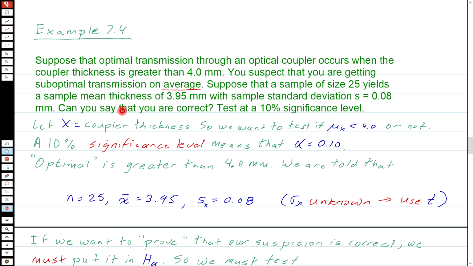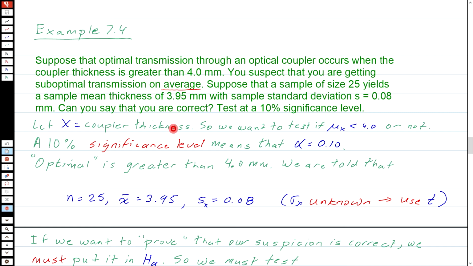The question is, can you say that you are correct? So basically, we're testing to see if we can say that we have suboptimal transmission. Optimal is greater than 4, suboptimal is less than 4. So we're going to test to see if we're less than 4. And we're going to test at a 10% significance level. This corresponds to a 90% confidence level.